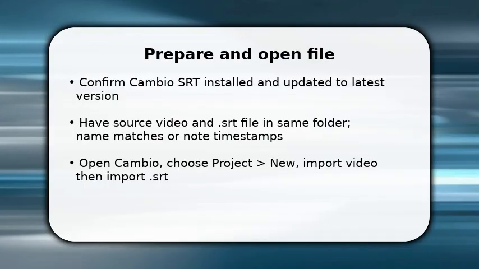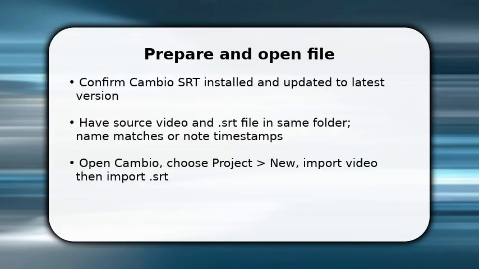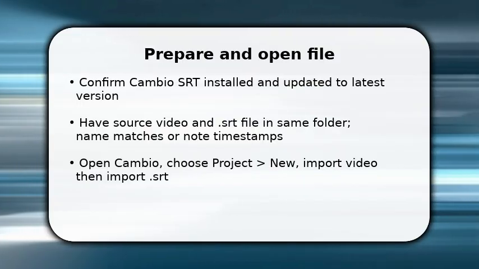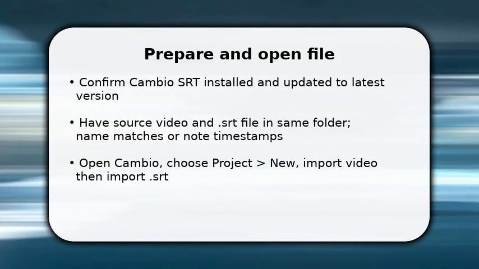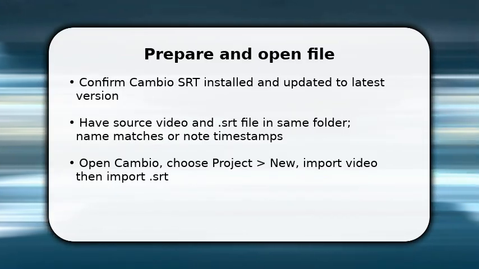You start by making sure Cambio SRT is installed and updated. This prevents format mismatches. Once done, place the video and the SRT in one folder and verify the subtitle file name or timestamp offsets. Now open Cambio, create a new project, import the video, then import the SRT file so the editor can map timecodes. You do this first to lock media into the timeline. It lets you preview subtitles in sync before any edits.